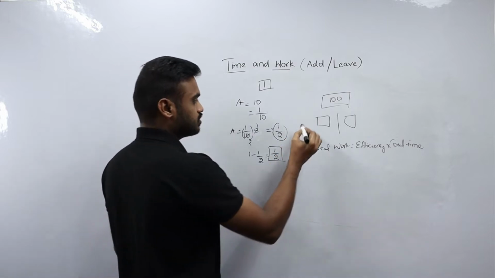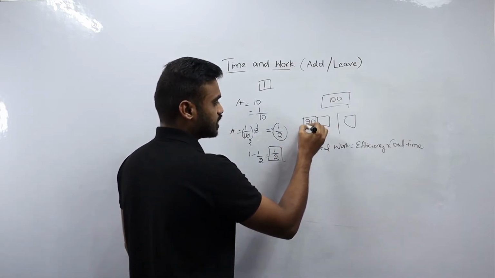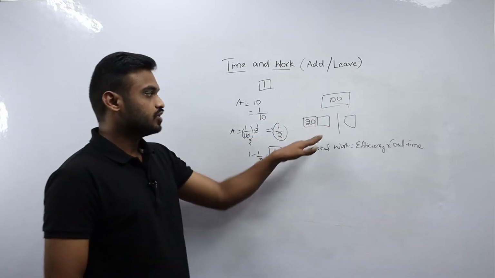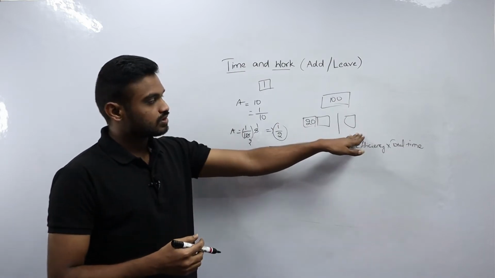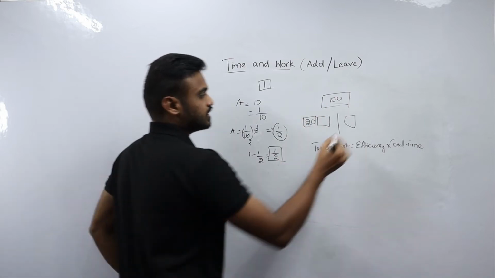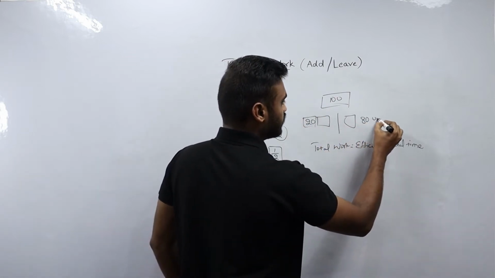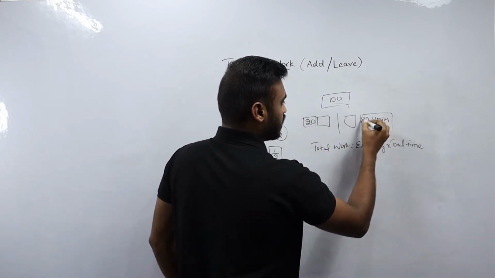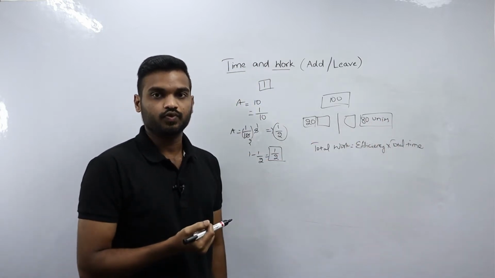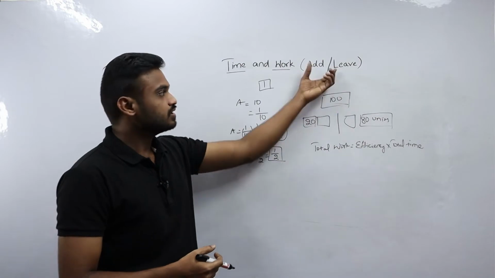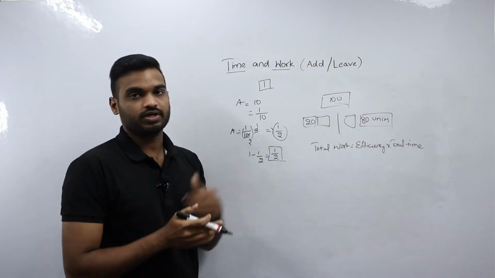Suppose 20 units of work out of 100 units is completed by a person. Then what is the amount of work that is left over? 100 minus 20, that is 80 units of work will be left over. And then 80 units of work will be completed by 2 or more persons. Actually, this is the concept behind this adding and leaving topic in time and work.